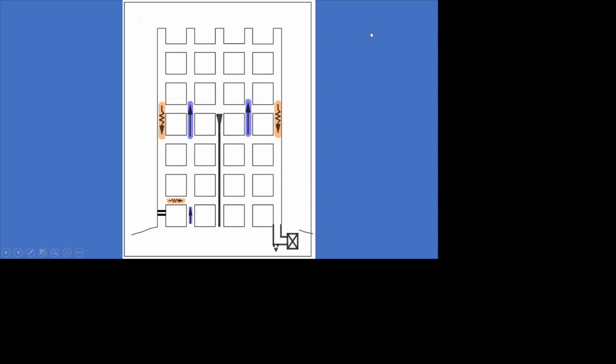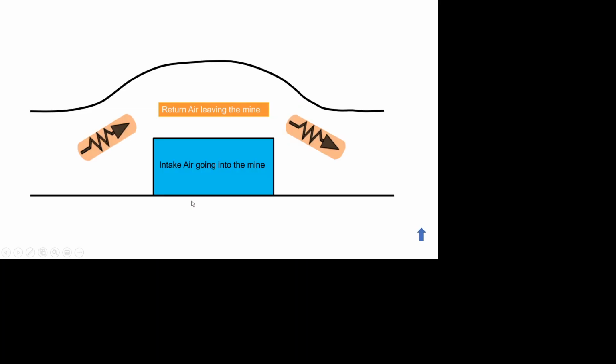But in number 2 entry, it's an intake. So I have in this intersection, return and intake air meeting each other, and they cannot touch each other. They cannot mingle with each other. So what I need here is an overcast. And what this looks like at the mine would be this. So I have the overcast built. Return will go over the top, and the intake will go into the mine.